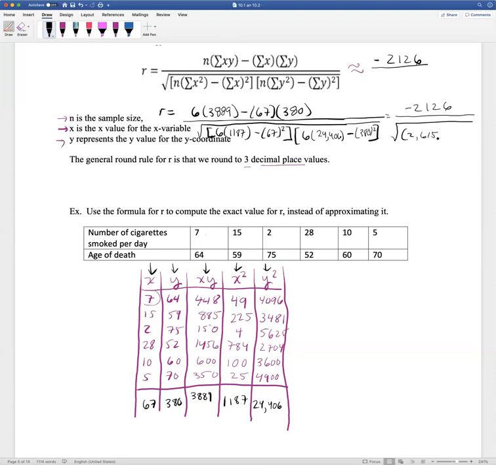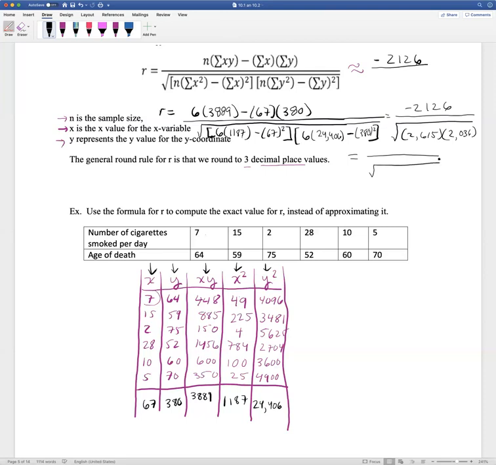2,615. I'm going to multiply that by 6 times 24,406 minus 380 squared. And remember, when you square a number, you're multiplying it by itself, so you could also call it minus 380 times 380. And there I get 2,036. Okay, so again, I'm not going to play with the numerator. Let's just continue playing with the denominator.